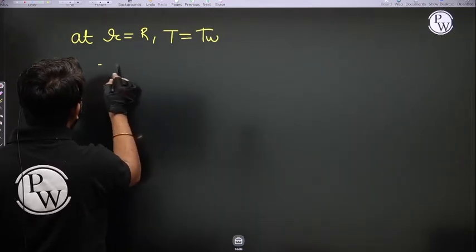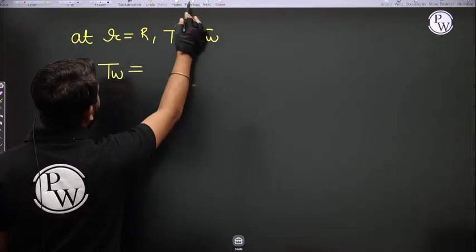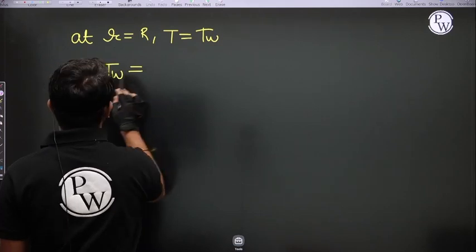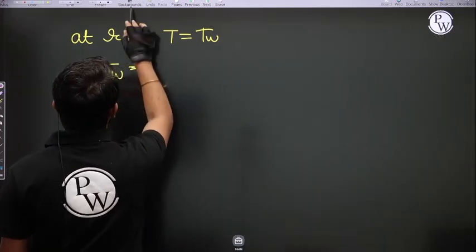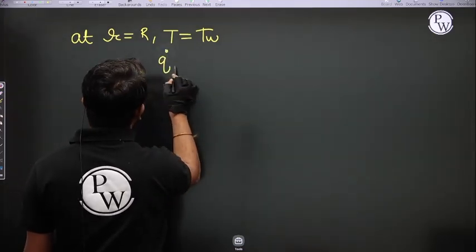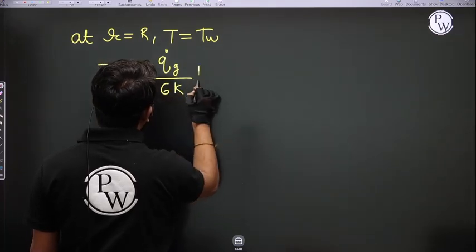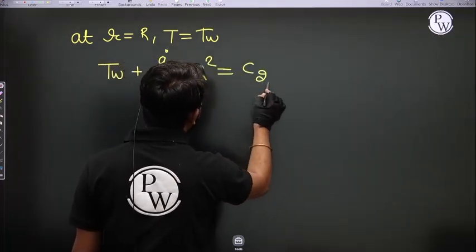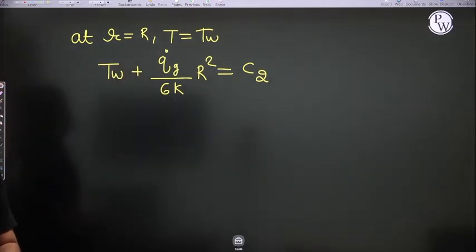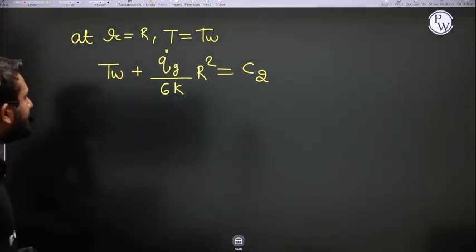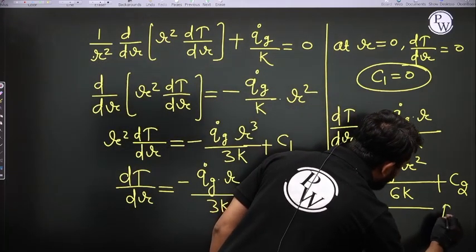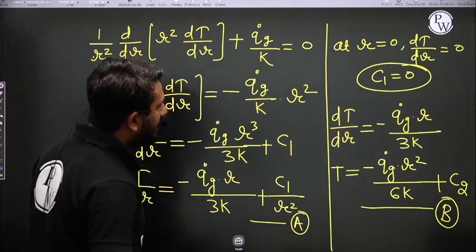So ultimately what you are getting, that is TW is equal to TW plus Q dot G by 6K capital R square, and this is C2. Right. By using this boundary condition, you are able to find out the C2. Now put the value of C1 and C2 on this mathematical expression. So this is the equation number B. Put the value of C1 and C2 on the mathematical expression number B.